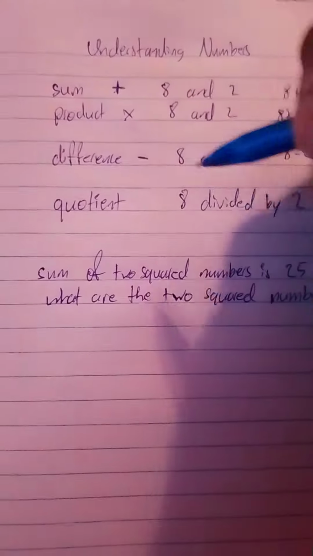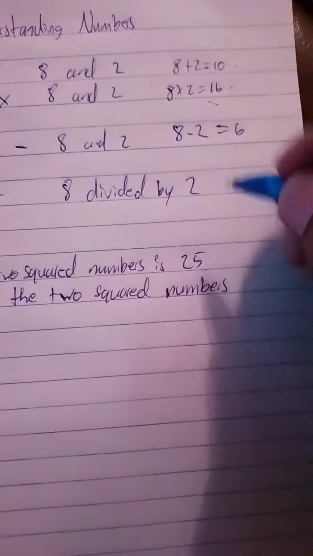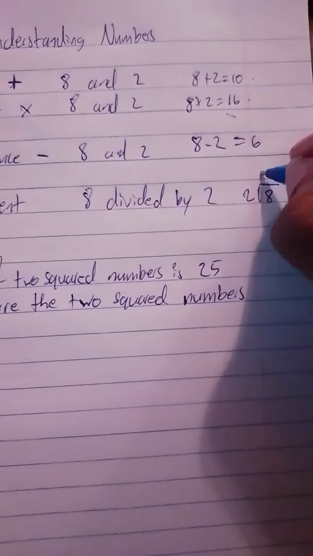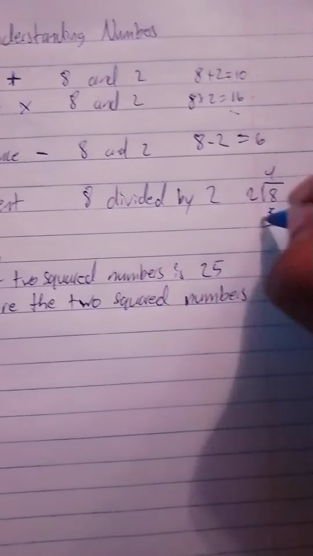Alright, the quotient. The quotient is the answer to a division problem. So the quotient of 8 divided by 2 is 4, right? So your quotient is 4.